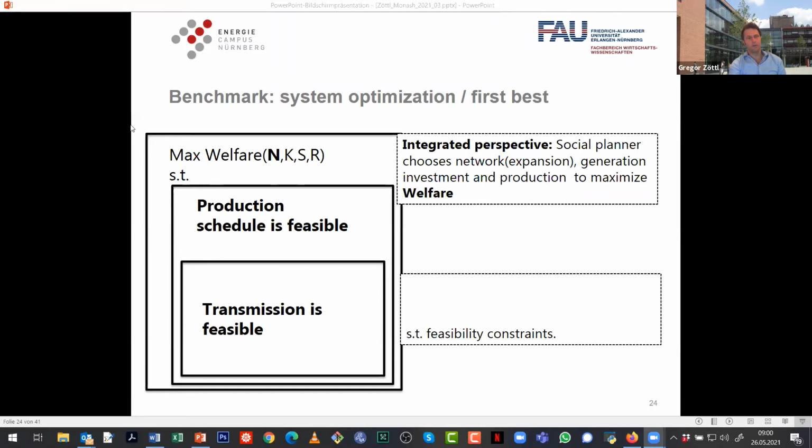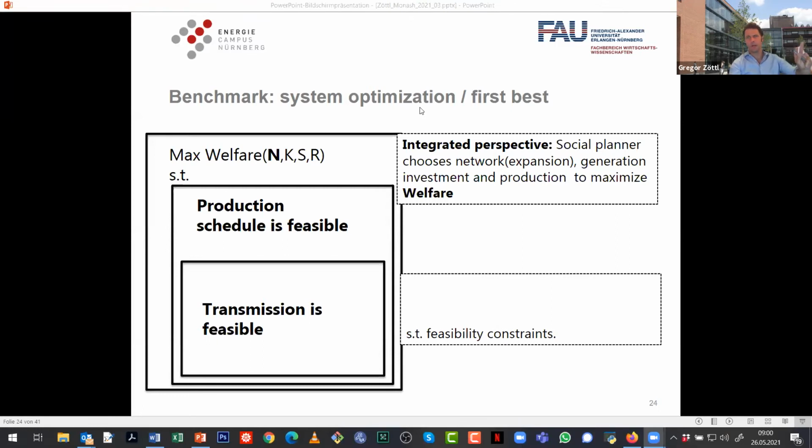But all this is basically only taken together, disregarding that there are different agents taking the investment decision and the production decision, and just maximizing the overall welfare. It happens that under idealized conditions, this corresponds to an idealized benchmark of nodal pricing and so on. But we will mainly refer to this as a system optimization benchmark.